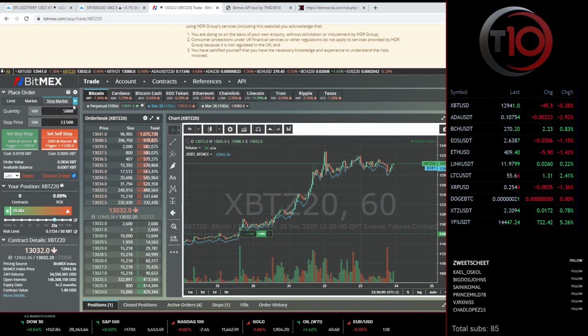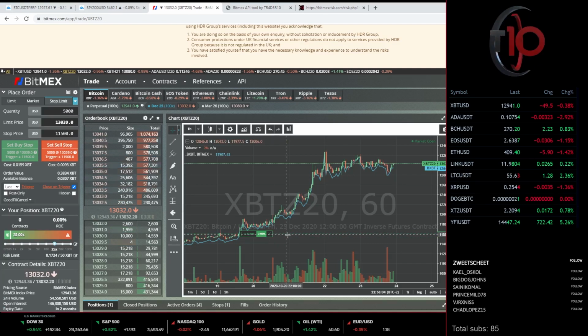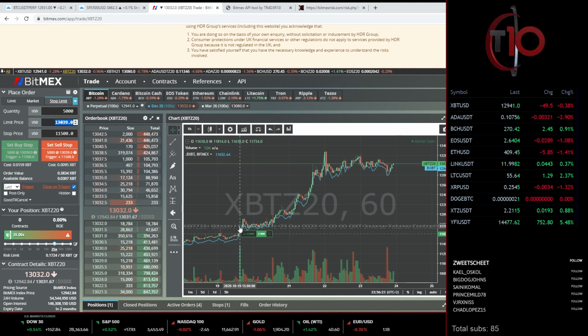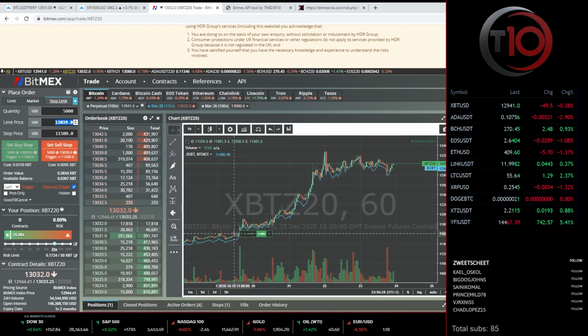You can also do a stop limit. Let's do a stop limit. So what that will do, the stop price is still the trigger. So when price reaches 11.5, it will do a limit order. So let's say that you want to try to get filled as a maker. I don't recommend this one.